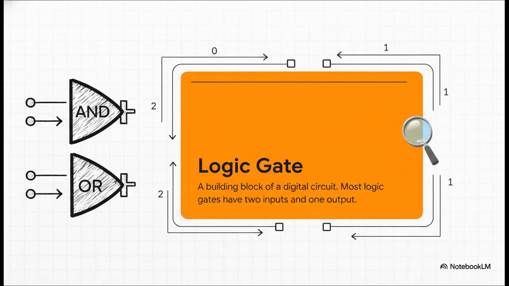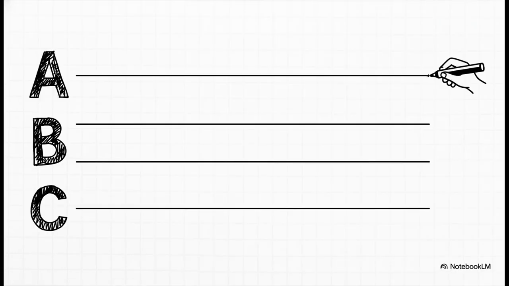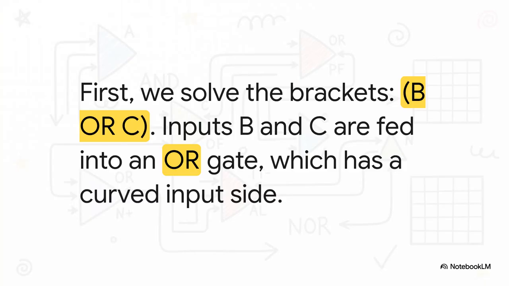Every single logic circuit has to start with its inputs. In our expression, P equals NOT A AND B OR C, we've got 3 variables, right? A, B, and C. So we're going to start by drawing 3 lines on the left-hand side of our diagram, one for each of those inputs. Simple as that. Now, let's put our plan into action.